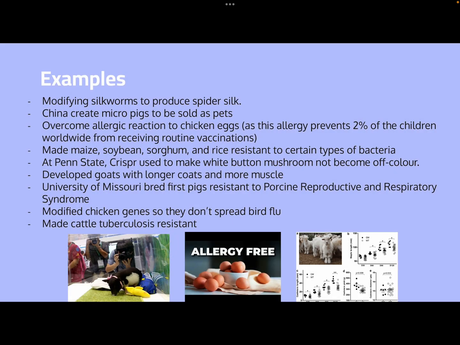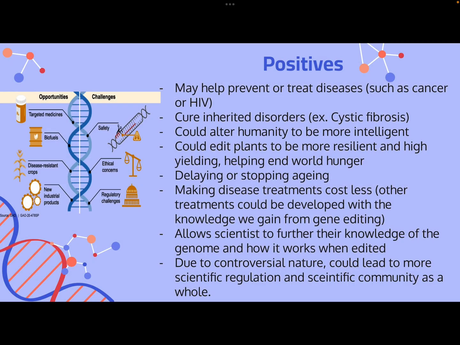Some other interesting examples are that China created micropigs to be sold as pets. As well, humans were able to invent chicken eggs that will not trigger chicken egg allergies in children, and we made certain crops, such as maize and rice, resistant to bacteria. So overall, it's being used in all sorts of fields: medical fields, pharmaceutical fields, and just farming. So it shows that it has uses everywhere.